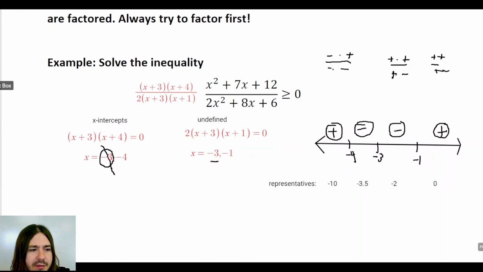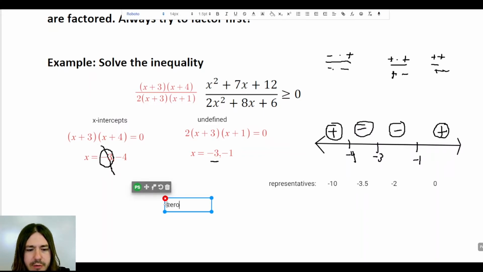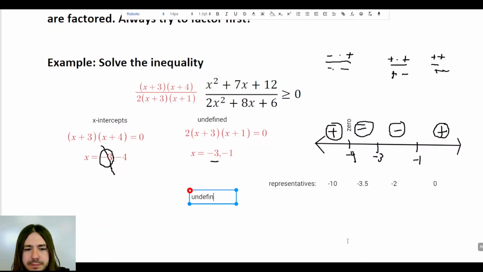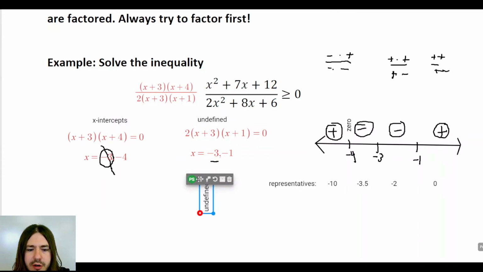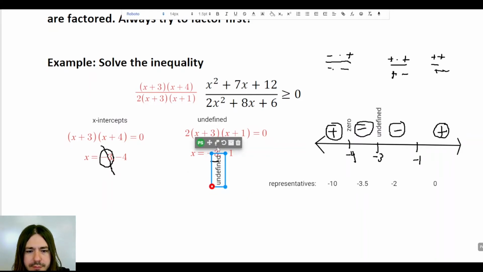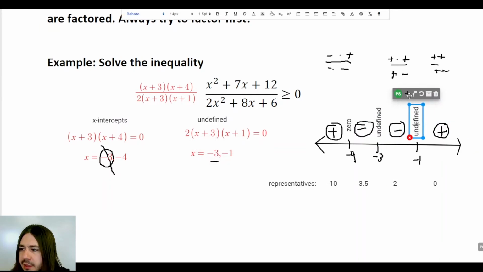Now, I didn't write down, I guess I should have put down whether or not these are zeros or undefined. Let's see here, a 0 at negative 4. So we will include negative 4, but we are not going to include negative 3 or negative 1 in our solution set because the function is undefined at both of those places. So let's put that there as well.